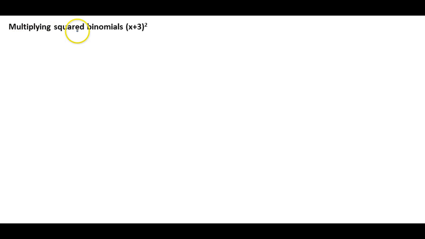Alright, multiplying squared binomials. This is really tricky and a lot of students have trouble with this, which is why I want to go over it. When you're multiplying or squaring a binomial that has two terms, it's tempting to want to do the distributive thing and call this x squared plus 9. Unfortunately, you really have to remember that a binomial squared literally means a binomial times itself.